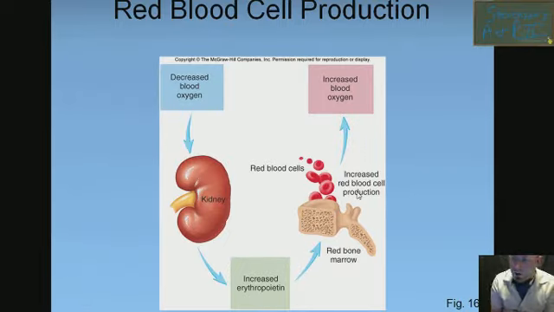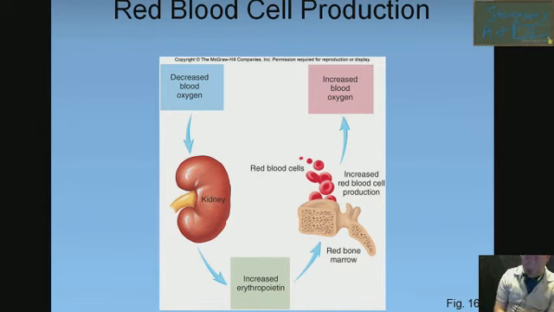Okay, red blood cell production. Decreased blood oxygen triggers the kidney, and it releases EPO, erythropoietin. And that erythropoietin then moves to the bone marrow, and that bone marrow then starts the process of red blood cell production. And then that increases the amount of red blood cells, so this increases the amount of oxygen flowing through the body.